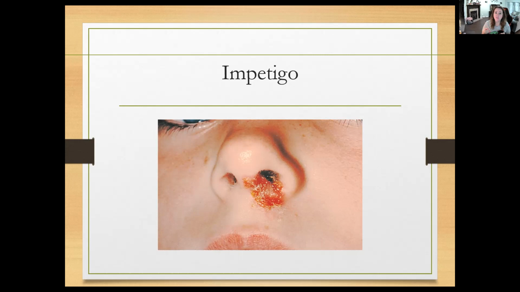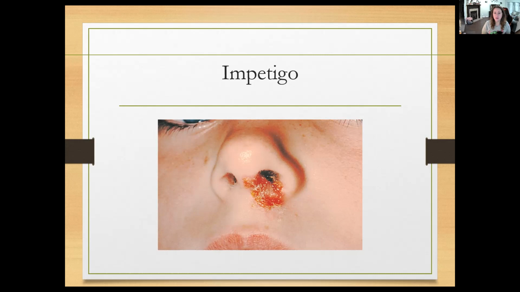Meticulous hand washing for the family, the household, the siblings is really important, because this can spread very easily. They don't want to share towels, washcloths, toys, anything like that. They kind of need to treat it as an infectious thing, like if you have the flu. So we want to isolate those people. If they were in the hospital, we would put them on contact precaution. So that's the thought process we need to go through when we're educating them on how they need to keep this from spreading.